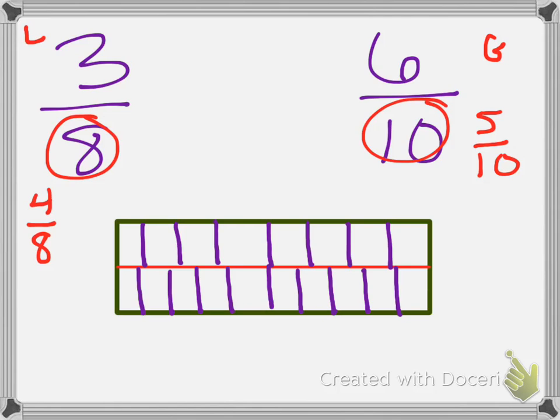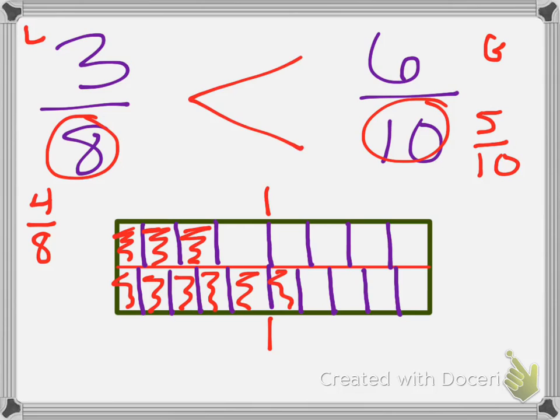If they really needed to draw a picture they could, and that's what I have down here, that I have my 3/8. As you can tell, it has not hit my halfway point. And then my 6/10 went beyond my halfway point, so 6/10 is going to be greater.